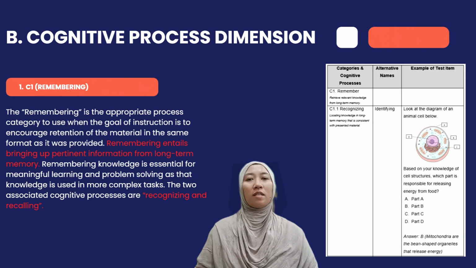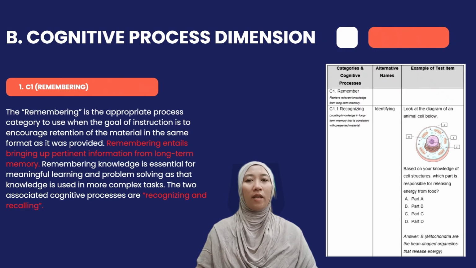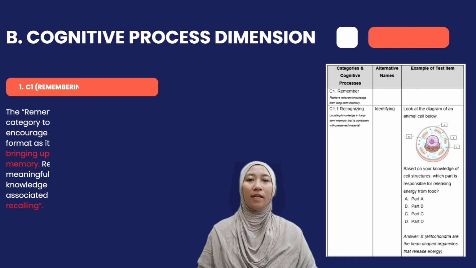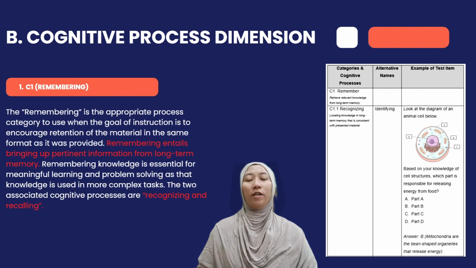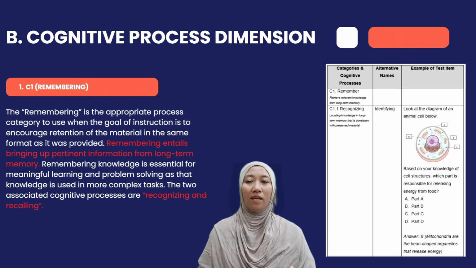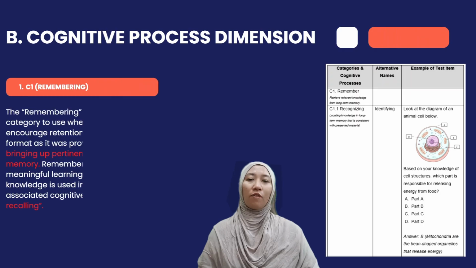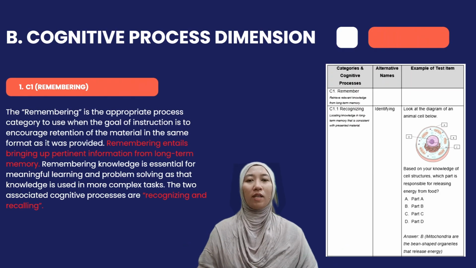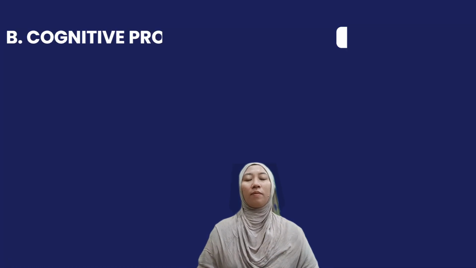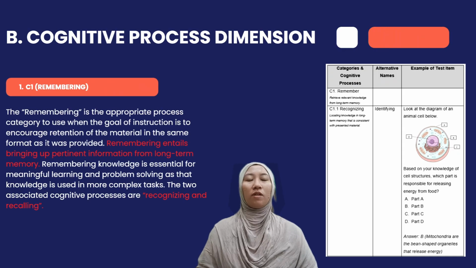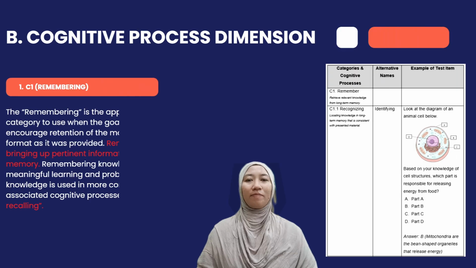Next, let's discuss the cognitive process dimension. The first one is C1, or remembering. What is C1, or remembering? This is to recall or recognize from long-term memory. There are two alternative names. The first one is recognizing, the second one is recalling.